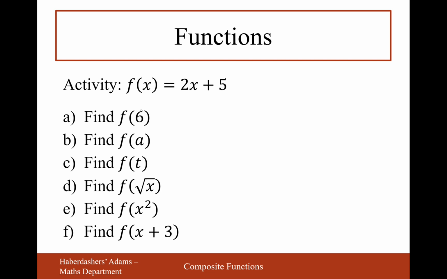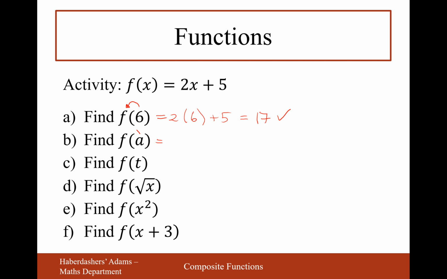Okay, so well done for having a go. In the first one, we're going to put 6 into the f function. And what you do when you put 6 into the f function, you do 2 times 6 and then add 5. So 2 times 6 is 12, add 5, you get 17. Lovely. So there's a nice, easy numerical answer for this one.